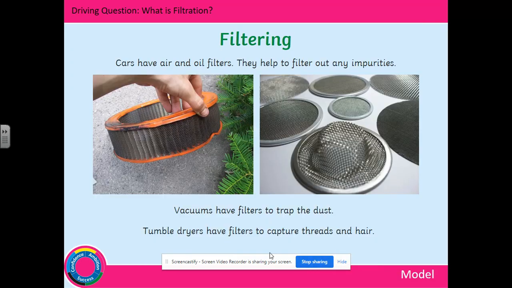Now, filtering. Cars have air and oil filters. They help to filter out any impurities. Vacuums have filters to trap dust. Tumble dryers have filters to capture threads and hair. So again, these are the answers to the questions before.